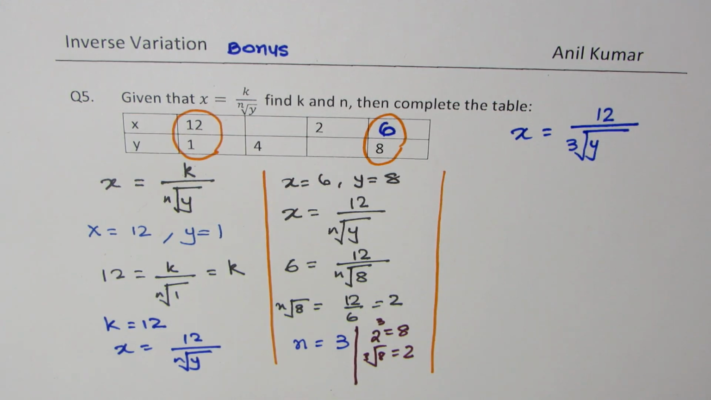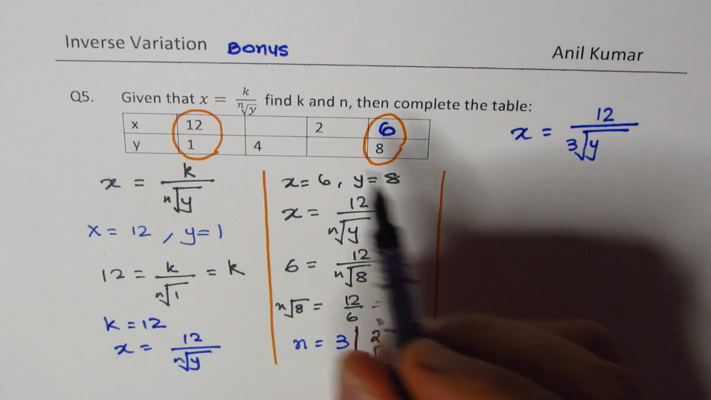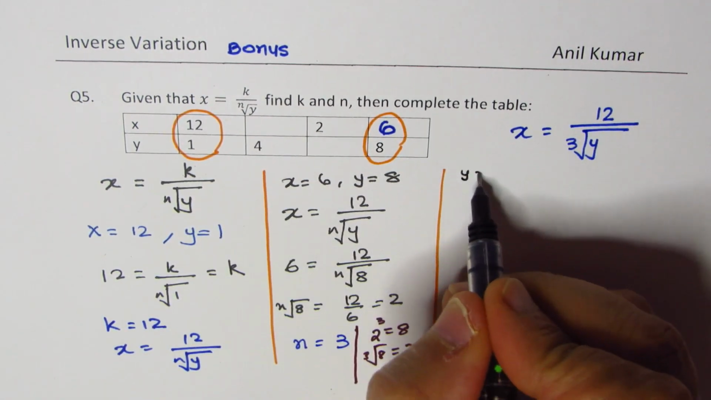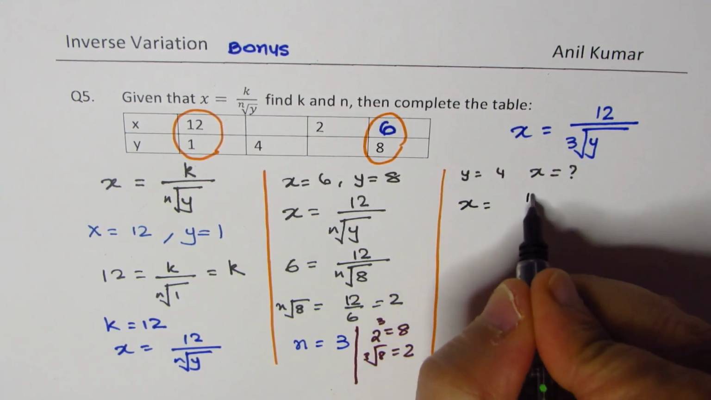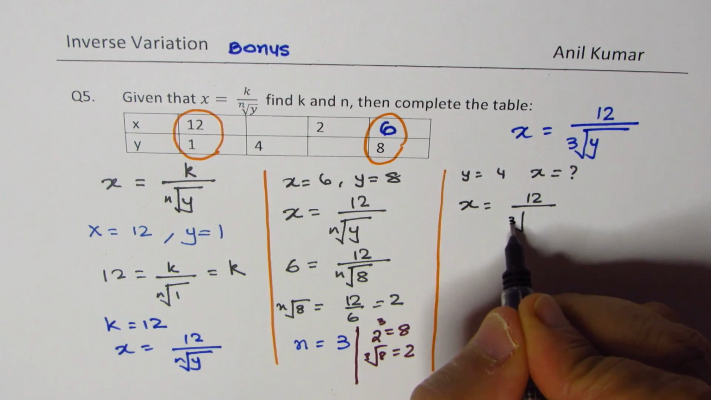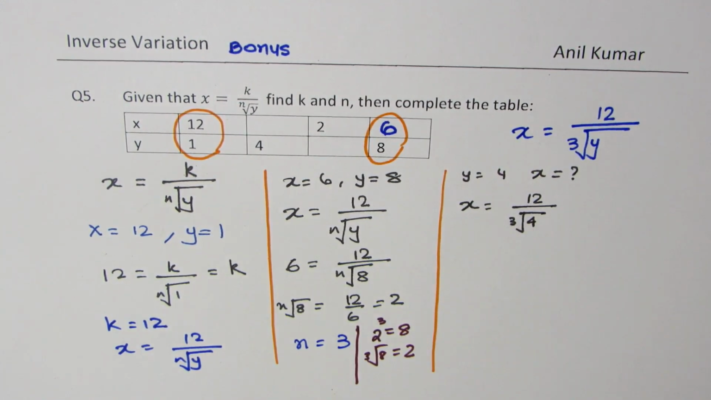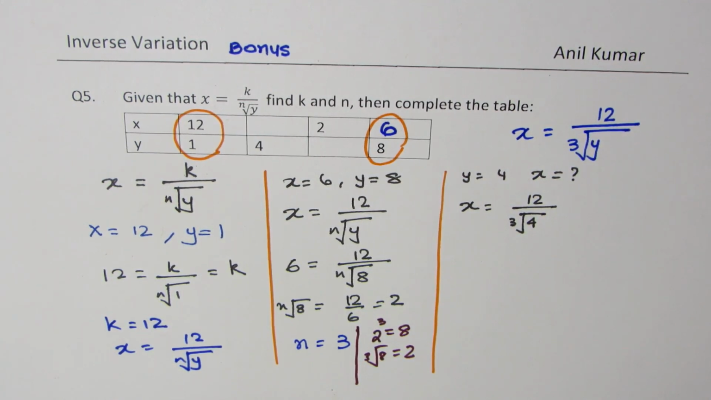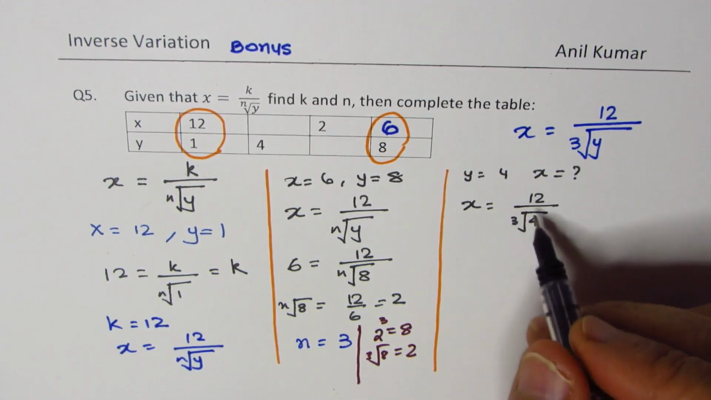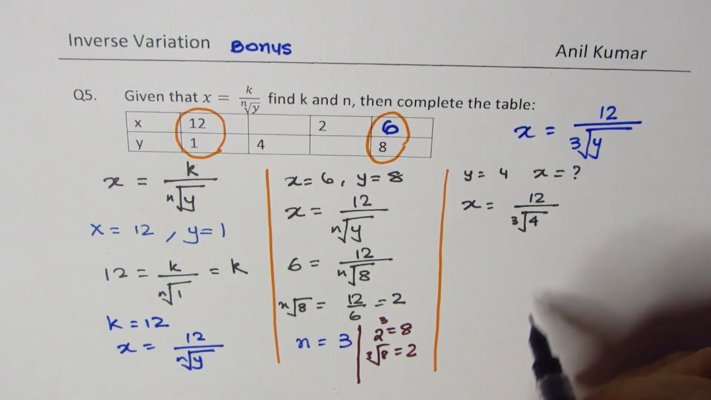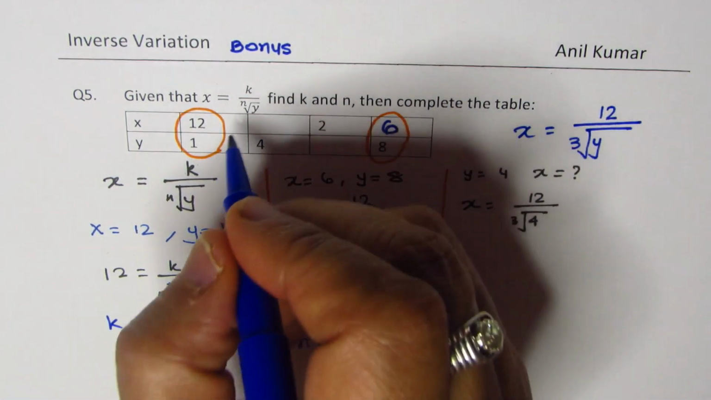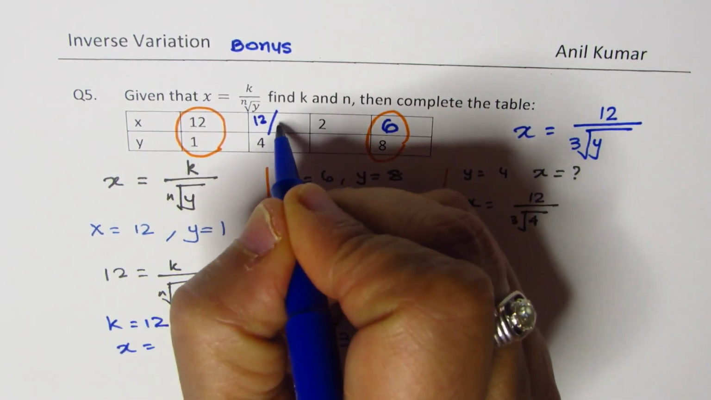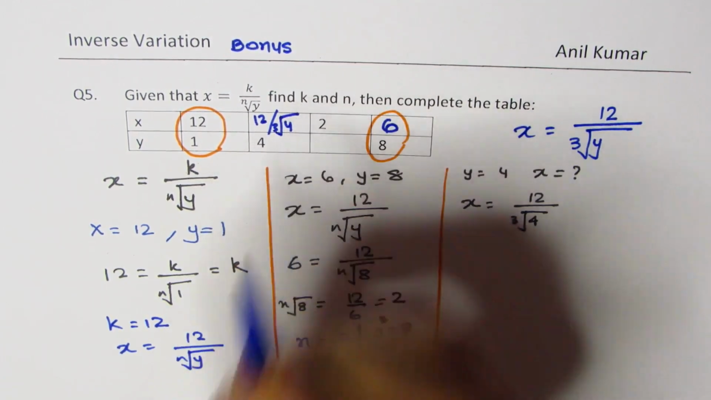So now let's find the first thing: we are given y as 4, and we need to find what x is equal to. Let's substitute. We get x equals 12 over the cube root of 4. So that becomes the answer for x. That is the exact value, the cube root of 4 in the denominator: 12 divided by the cube root of 4.